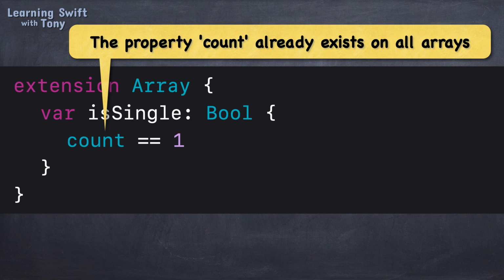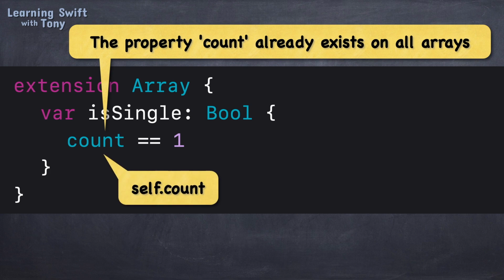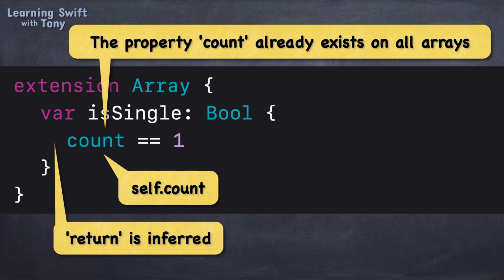We can skip being super explicit. Self in front of count is not really necessary, even though that is exactly what we mean, but the compiler can infer that on our behalf. We can also skip writing the return keyword. Since we have a single line of code in our property closure, Swift can infer the fact that this line of code is the one returning a value.